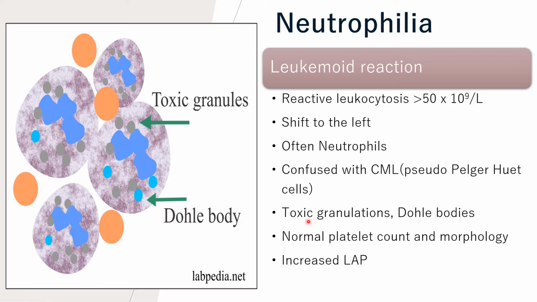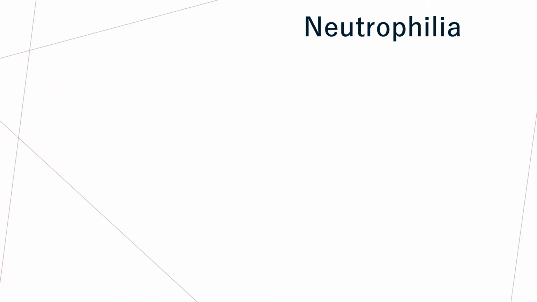Neutrophilia will have toxic granulations and Döhle bodies, while CML will have pseudo-Pelger-Huët cells. Leukemoid reaction will have normal platelet morphology and number, while CML will have an involvement of platelets and may be increased. Leukemoid reactions would have an increased LAP, or leukocyte alkaline phosphatase, score. CML will have a decreased LAP score.